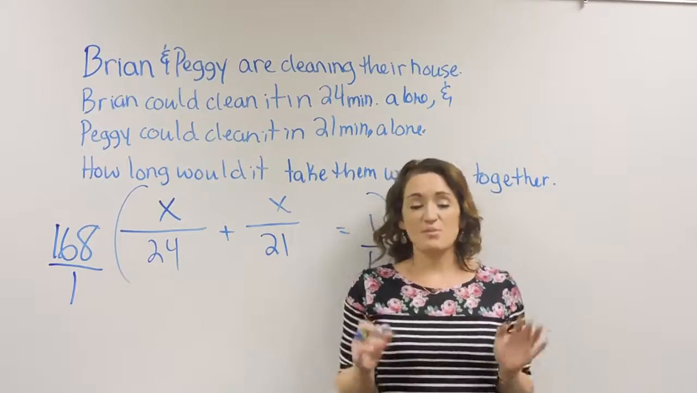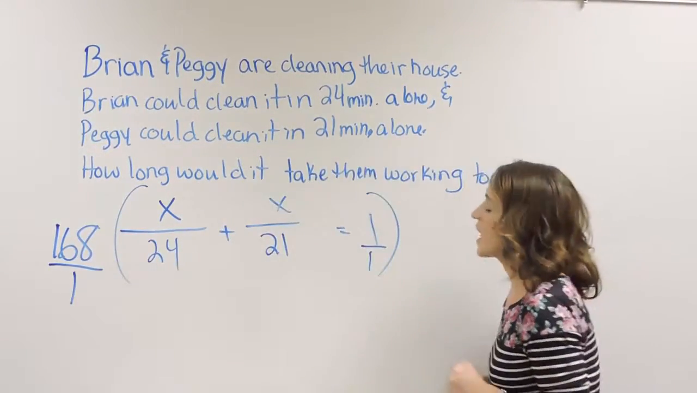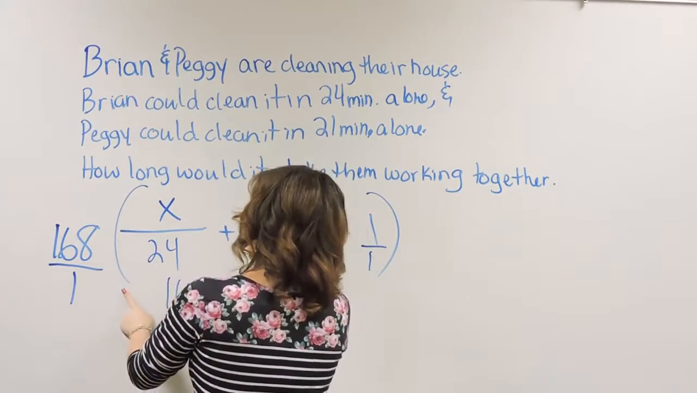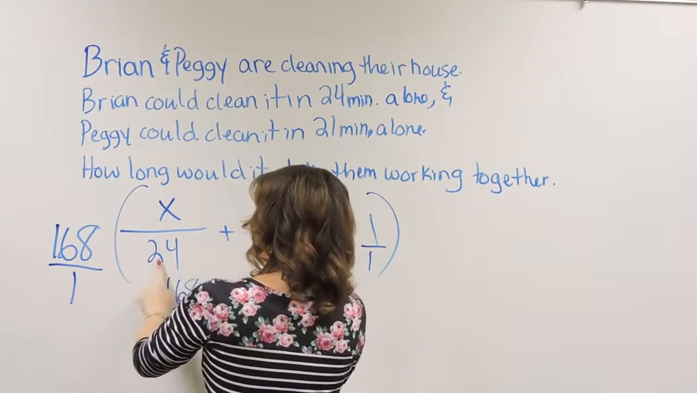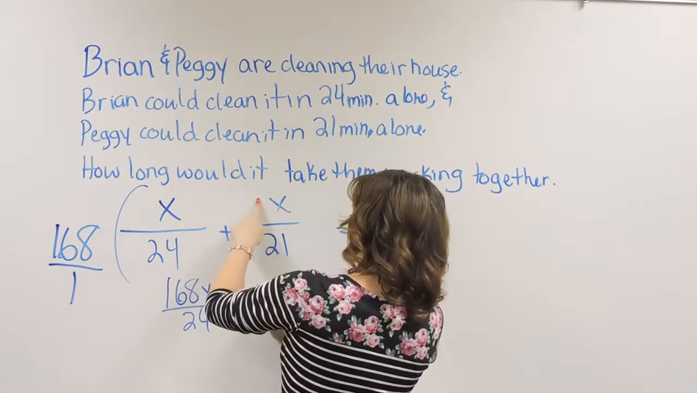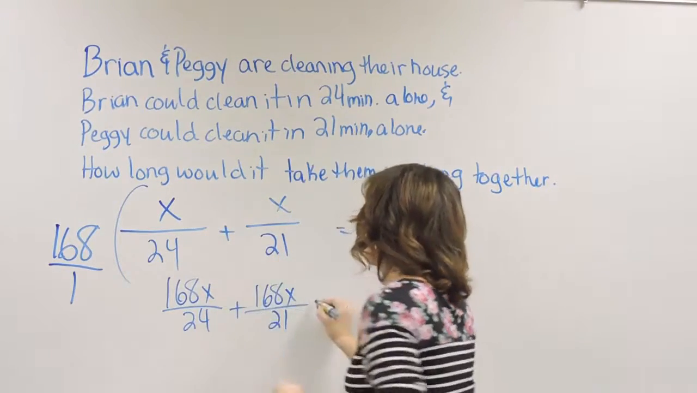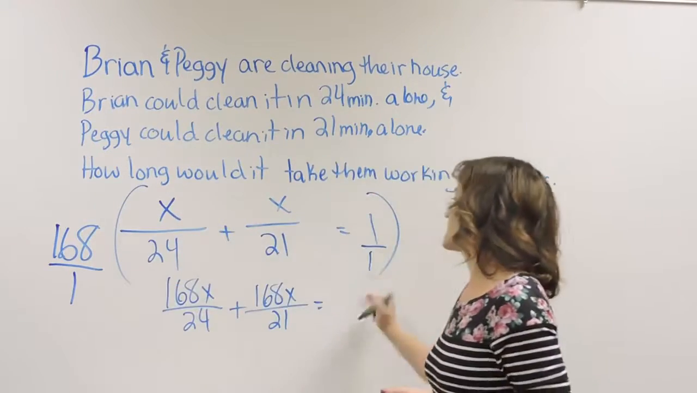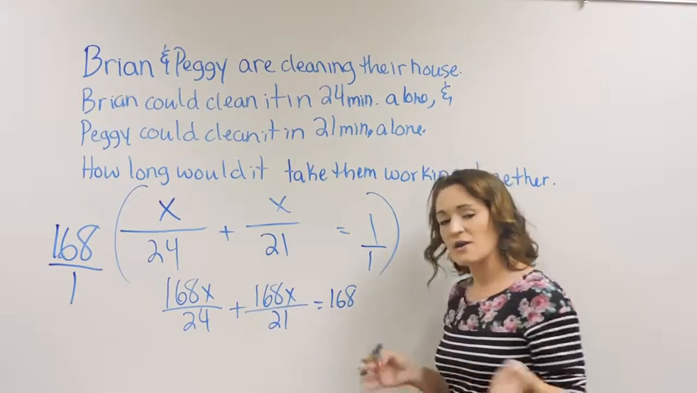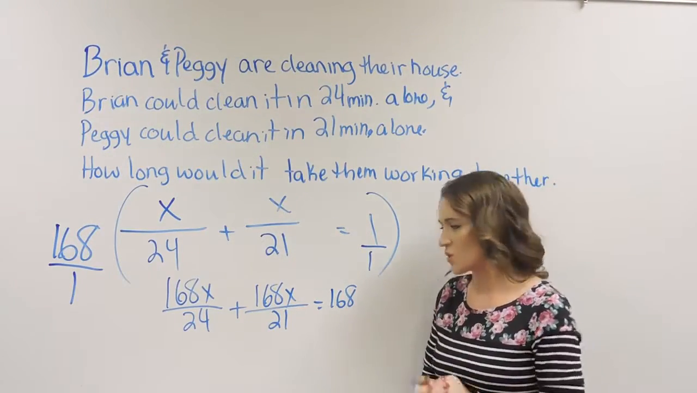Because remember, when it comes to multiplying fractions, it's numerator times numerator, denominator times denominator. So when I go through and multiply here, this is 168 times x over 1 times 24, which is 24, plus 168 times x over 1 times 21, which is 21, is equal to 168 times 1, which is 168. Okay, I'm writing out the multiplication the long way here just so you can see what's going on.